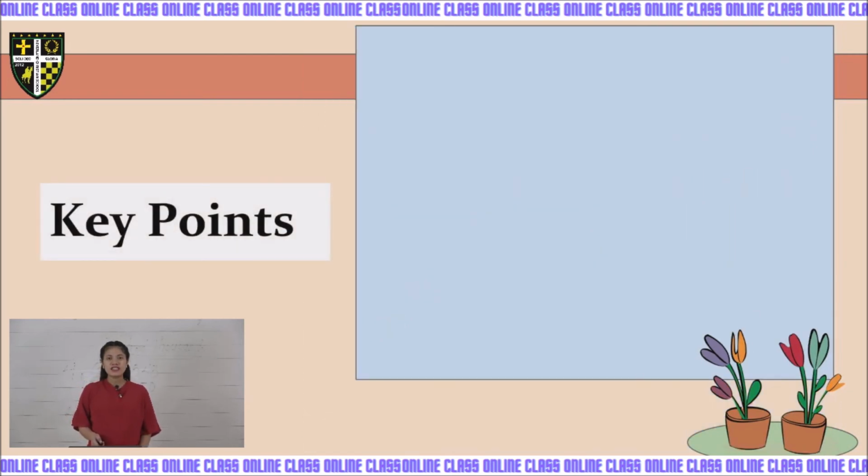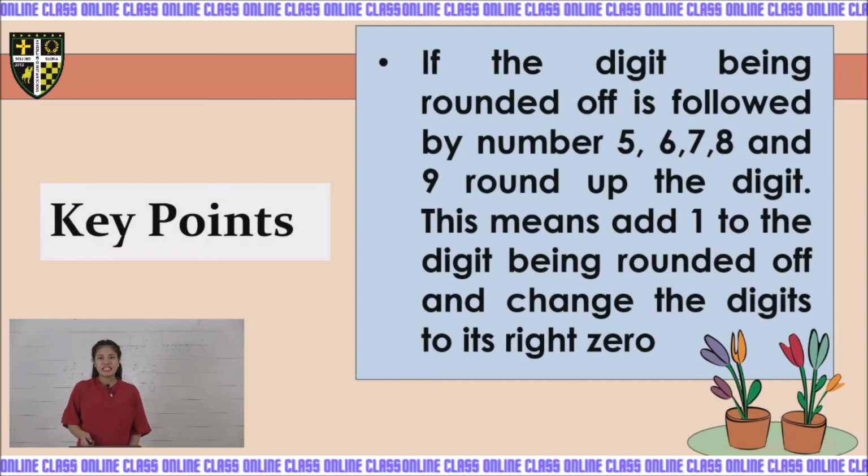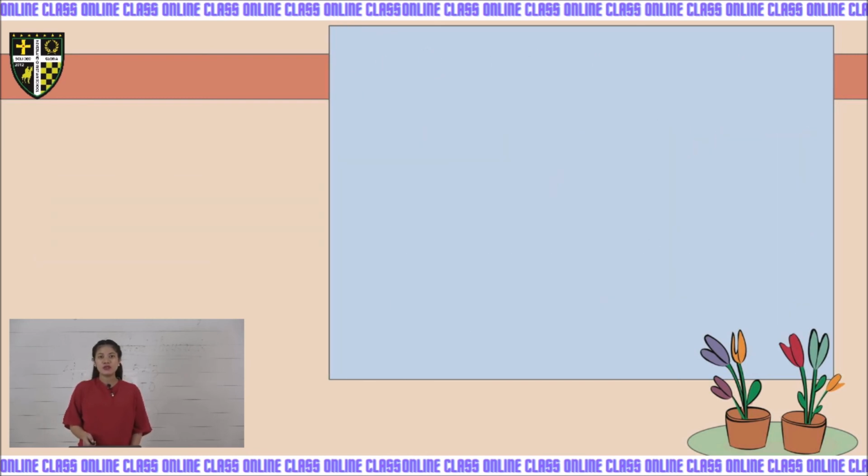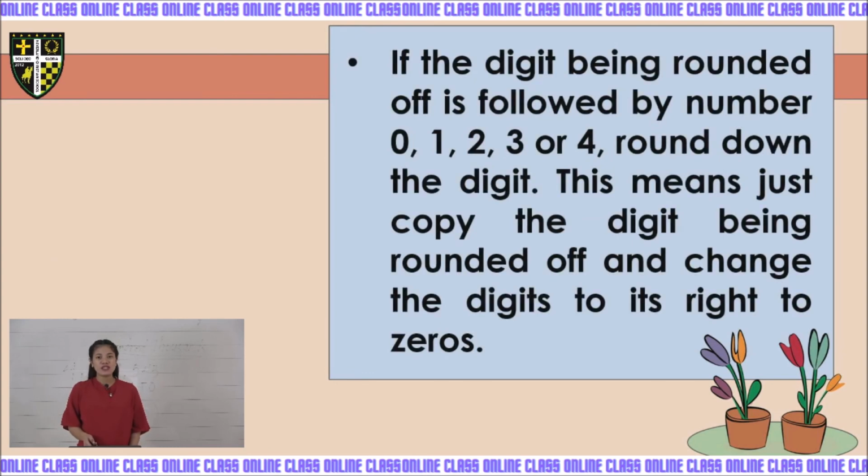Now, here are the key points. You have to remember this, kids. If the digit being rounded off is followed by the number 5, 6, 7, 8, or 9, we have to round up the digit. This means add 1 to the digit being rounded off and change the digits to its right to 0. Key point number 2: if the digit being rounded off is followed by the number 0, 1, 2, 3, or 4, round down the digit. This means just copy the digit being rounded off and change the digits to its right to 0. Did you get it, kids?